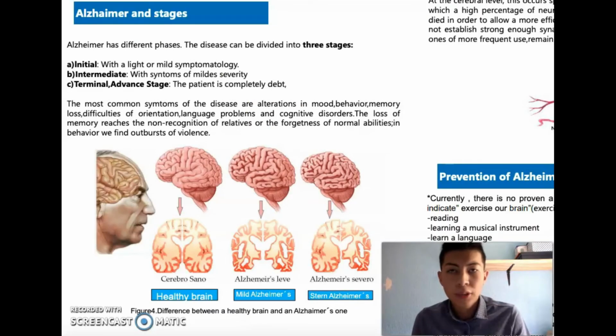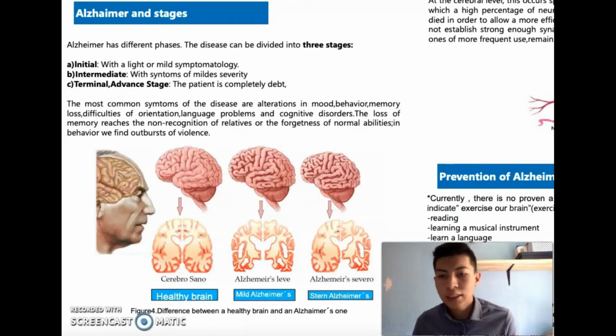So now I'm going to talk about Alzheimer's and its stages. First, Alzheimer's is a progressive mental illness characterized by a degeneration of nerve cells in the brain and a decrease in brain mass. The basic manifestations of Alzheimer's are memory loss, temporal and spatial deterioration, and intellectual and personal deterioration.